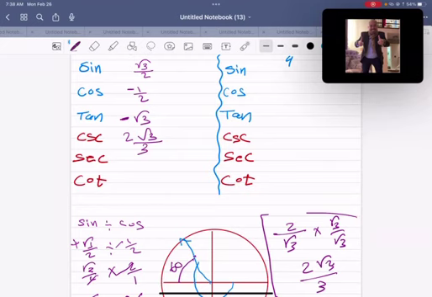How about secant? Secant is the reciprocal of cosine. So if cosine is negative 1/2, then secant is negative 2 over 1, which is negative 2.